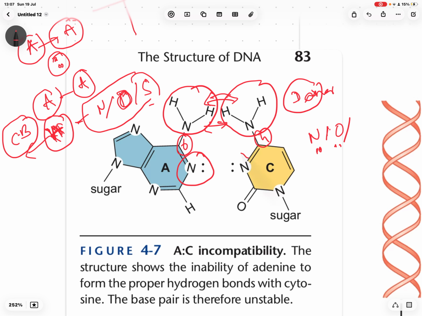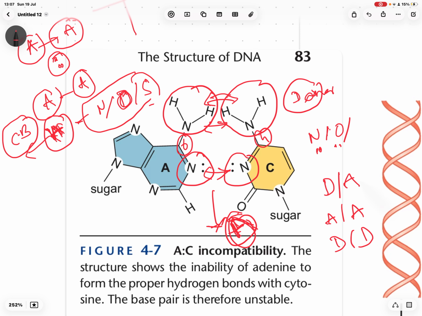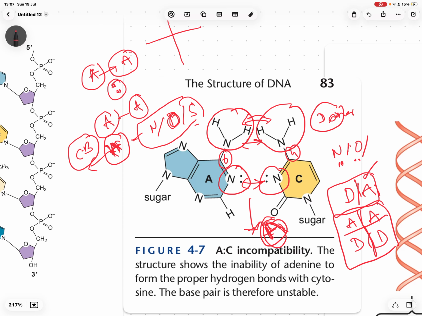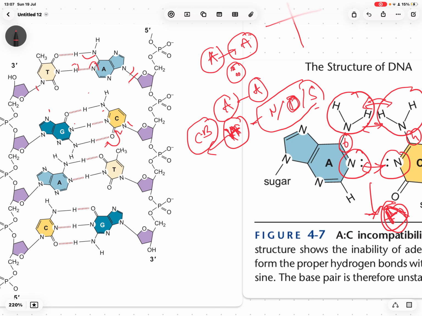Similarly, when we look here, both have a lone pair of electrons, so these two are acceptors only. So hydrogen bond can be expected when one donor and one acceptor is present, but it cannot be expected between an acceptor and acceptor, or a donor and donor. So it can be expected only between the donor and acceptor. So that's why adenine cannot form hydrogen bonds with the cytosine in a DNA. Okay, this is how these hydrogen bonds are present.